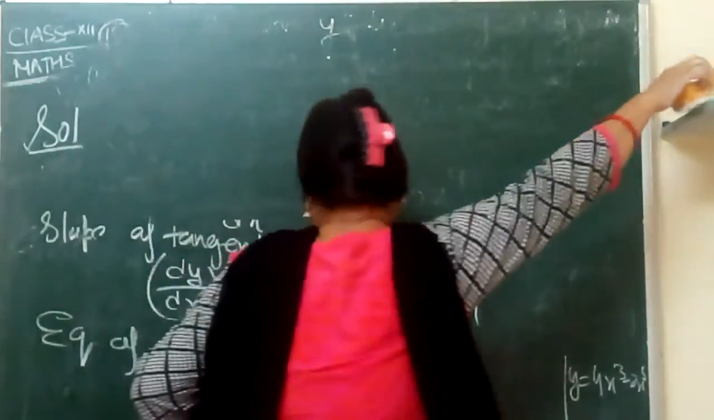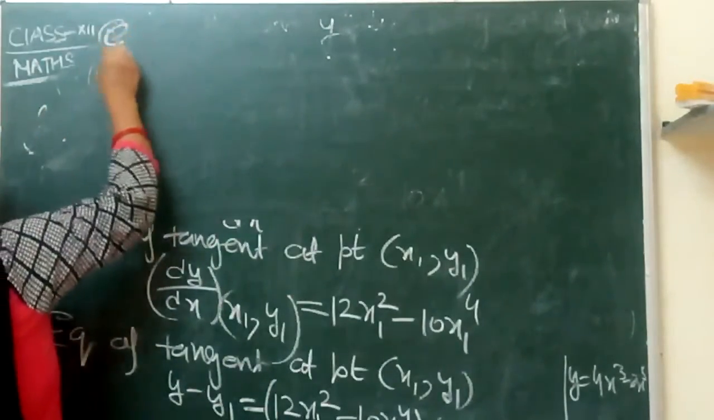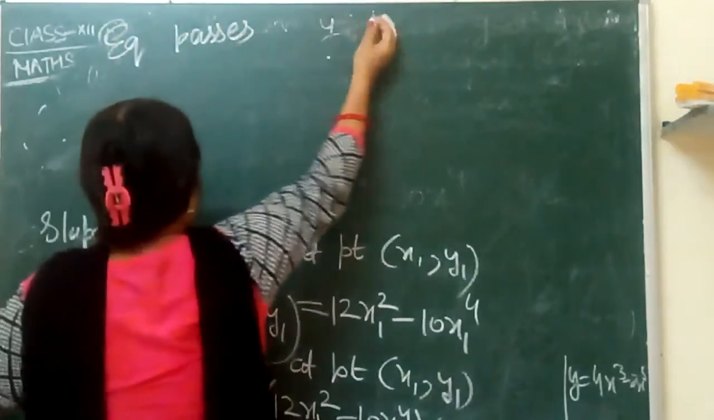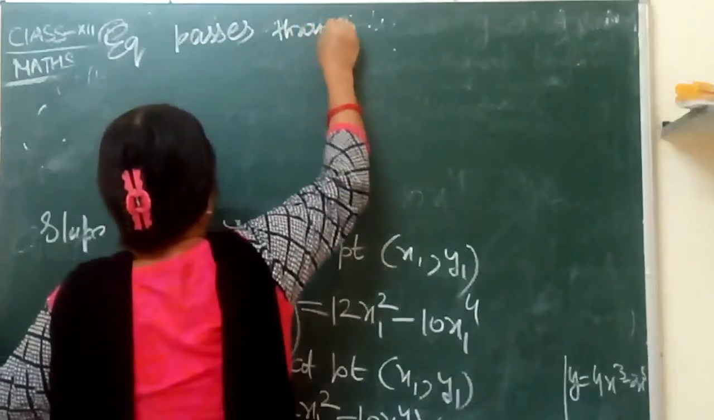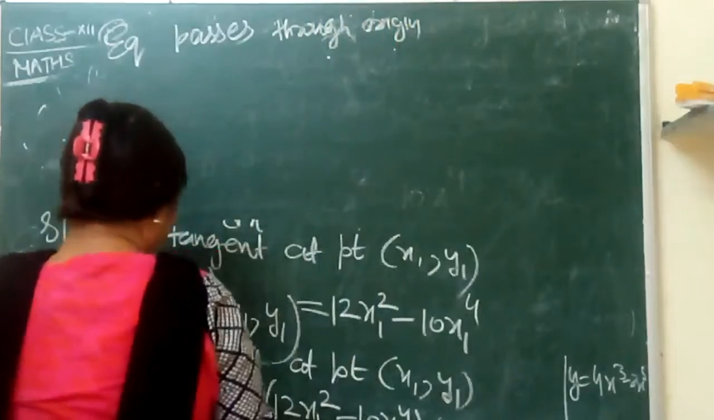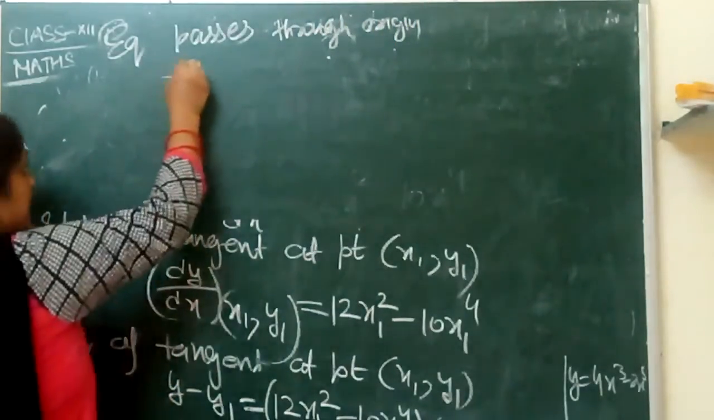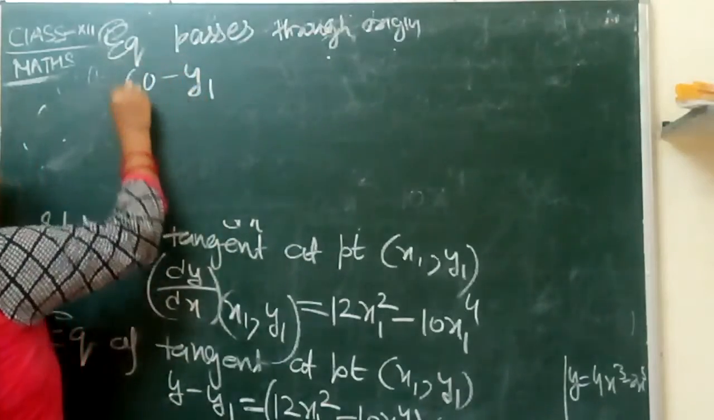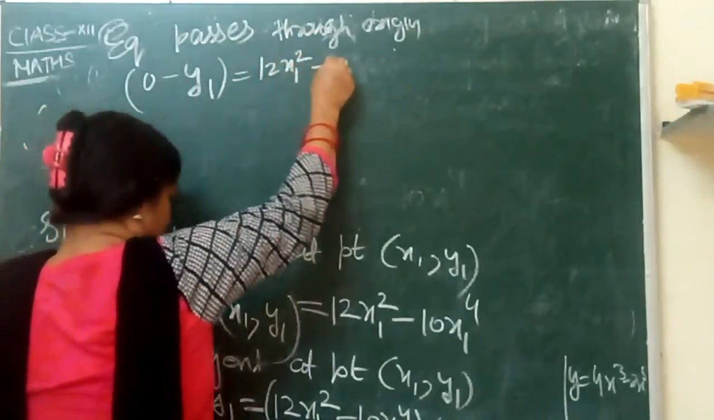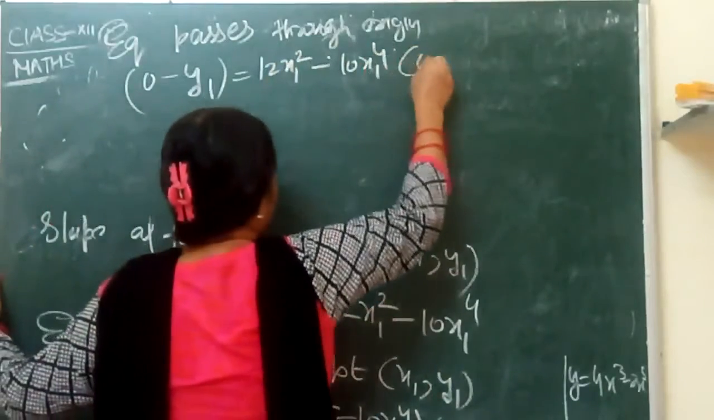Now, this equation passes through the origin. Therefore it means the values of x and y will be 0. So when we put 0 here, it will come 0 minus y1 equal to 12x1 square minus 10x1 raised to power 4, into 0 minus x1.